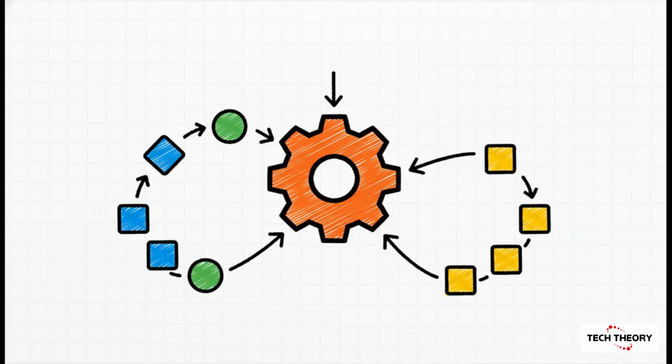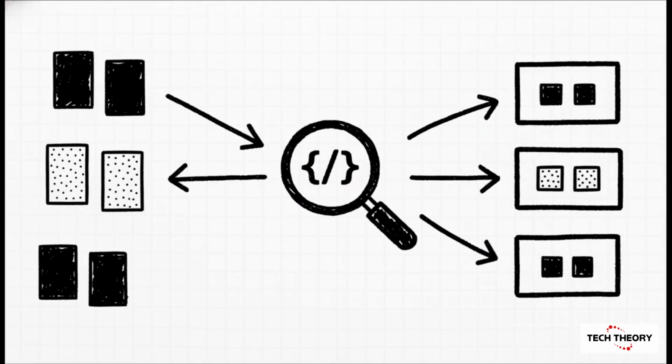First up, compile time, or method overloading. The whole idea here is pretty straightforward. You can have several methods with the exact same name as long as they take in different kinds of information, what we call different parameters. For example, you could have an add method. If you give it two whole numbers, it knows which version of add to use. If you give it two decimal numbers, it uses a different, more precise version. And if you give it three numbers, it has a version for that too. The compiler figures all this out before the program even runs, just by looking at the data you're giving it.